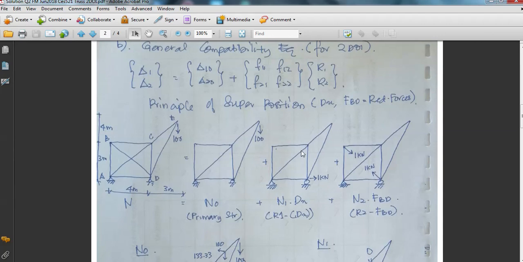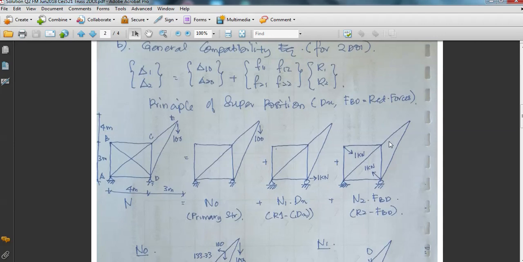Plus this is your redundant number 1, associated with DX, and redundant number 2 associated with FBD, force in member BD. That's why for redundant number 1 you apply 1 kilonewton at D in X. Why do you apply it at D in X? Because this is associated with DX. You remove the effect of DX here, that's why you apply 1 kilonewton at D in X. It doesn't matter if you apply it to the right or to the left.